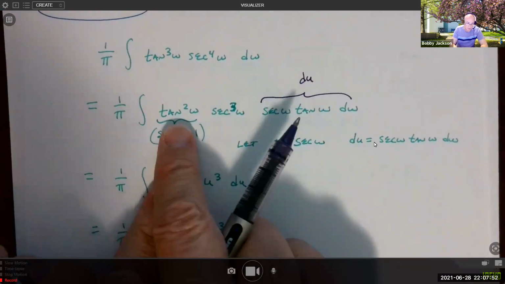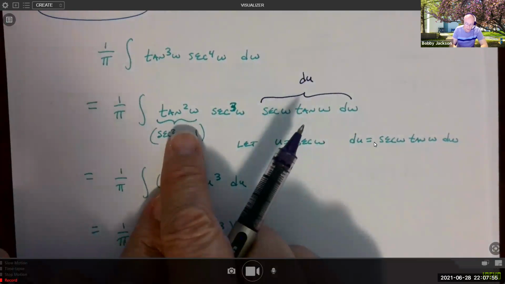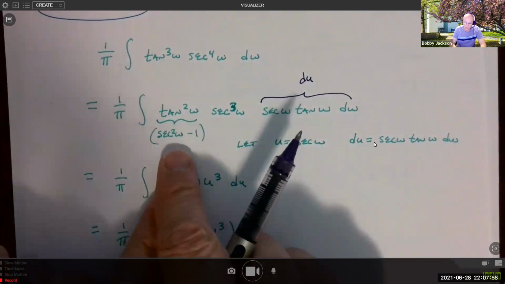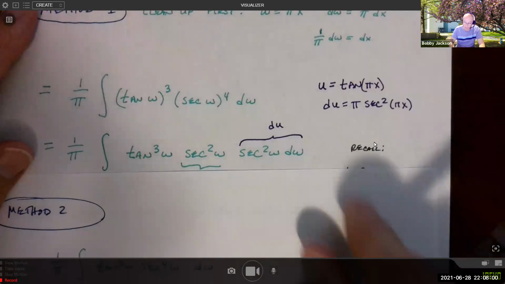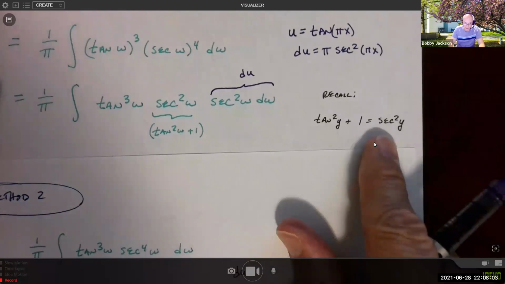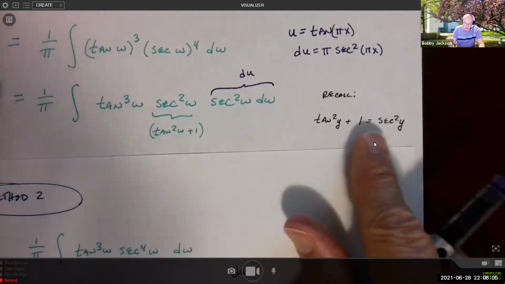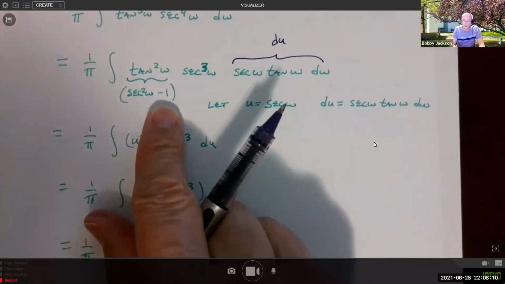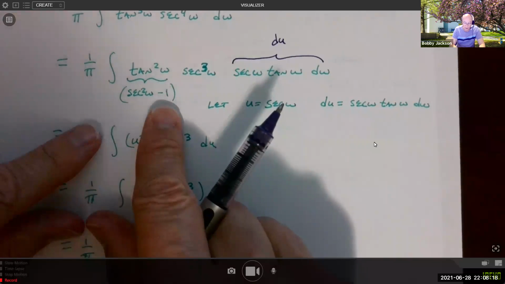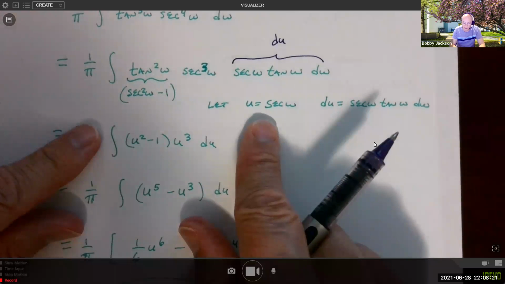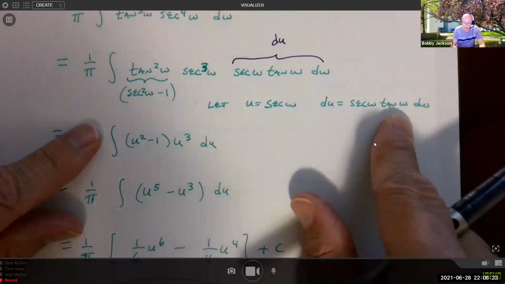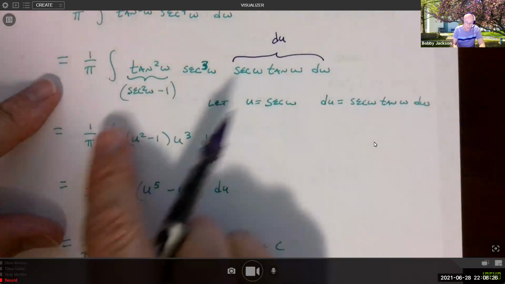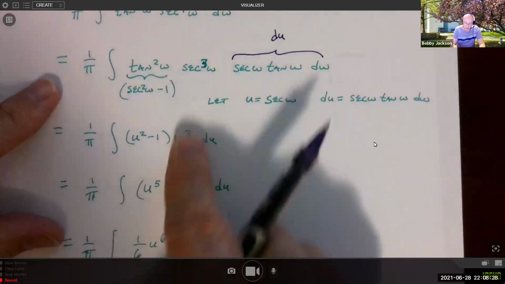And notice the tangent squared I convert to secants. Remember, tangent squared plus 1 is secant squared. So tangent squared is secant squared minus 1. So be careful about that, secant squared w minus 1. Make sure on the test that you remember you will have the trig help sheet, which has all those identities on it. So if I let u be secant w, du is secant w tangent w. So there's my du. This becomes 1 over pi, u squared minus 1, u cubed.